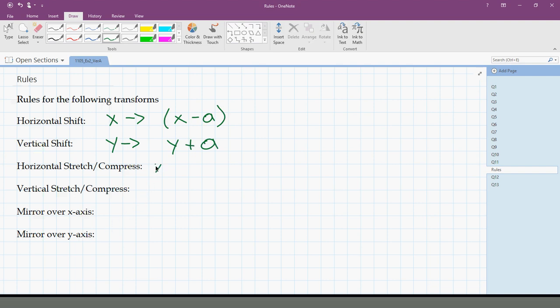Horizontal stretch or compress. For this one, I have that one X. When something is being altered, it's multiplying the X value. So the number has to be less than 1. It will be compressed.